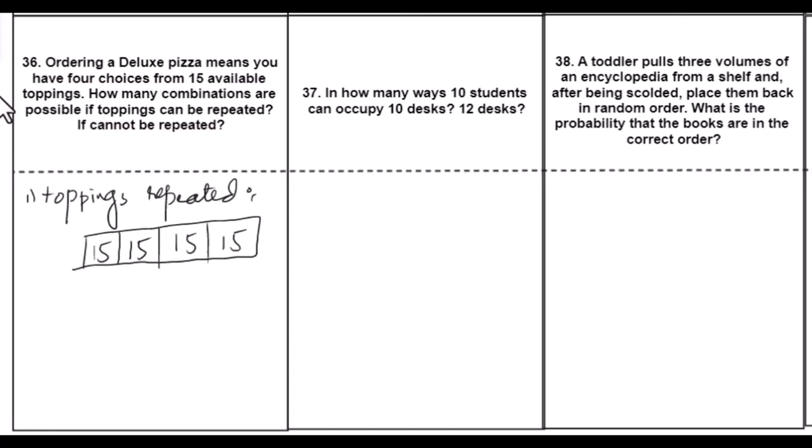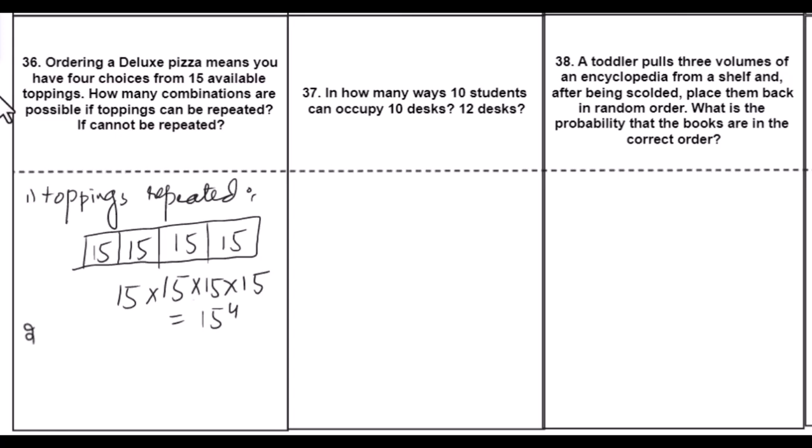So how many possible choices, or combinations, do I have? Those would be 15 multiplied by 15 multiplied by 15 and multiplied by 15. So it would be 15 raised to the power 4. Okay, so these are the total number of choices if the toppings can be repeated.